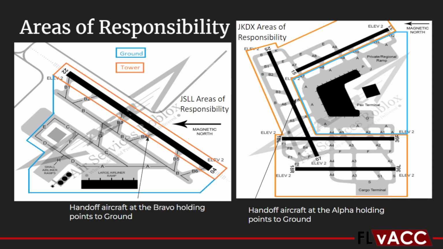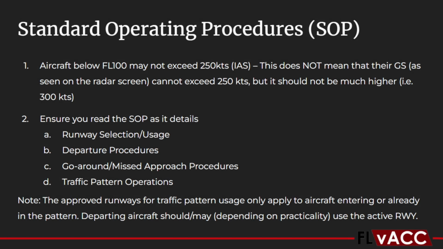Moving on, aircraft below flight level 100 or 10,000 feet may not exceed 250 knots. This regulation applies to all aircraft. However, keep in mind that the speed shown on the ATC scope is the aircraft's ground speed. This restriction applies only to indicated airspeed, IAS, which the pilot sees in their cockpit. Thus, an aircraft at 5,000 feet, for example, may have a ground speed of 265 knots, but still be at or below 250 indicated airspeed.